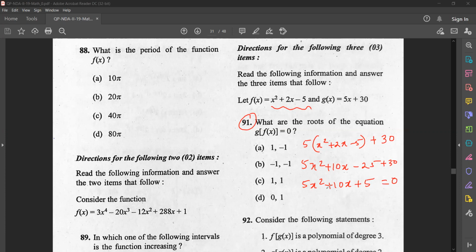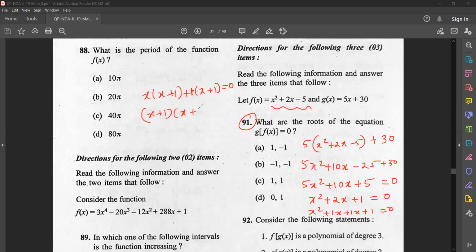So you have to find the roots of this equation. If I take 5 common, x square plus 2x plus 1 is equal to 0. So that is x square plus 1x plus 1x plus 1 equal to 0. If I take x common, x plus 1, plus if I take 1 common, x plus 1, equal to 0. So (x plus 1)(x plus 1) equal to 0. So x is equal to minus 1, minus 1. So the answer is option B, minus 1, minus 1.